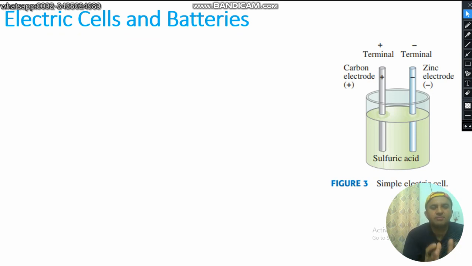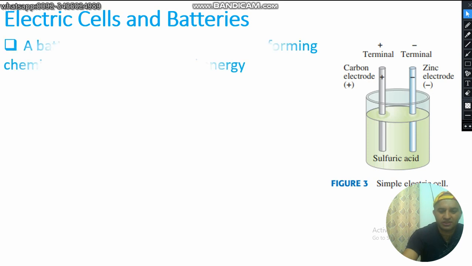Basically, batteries or cells are devices that provide electricity, and batteries convert chemical energy into electrical energy. A simple construction of a battery has two metals. The diagram on the right shows a simple construction of a cell or battery. Let me explain this. Let me define this first.